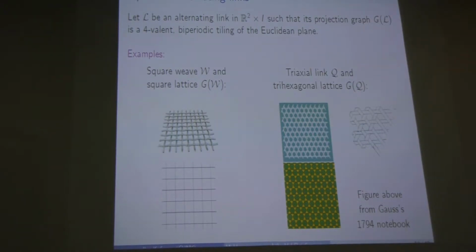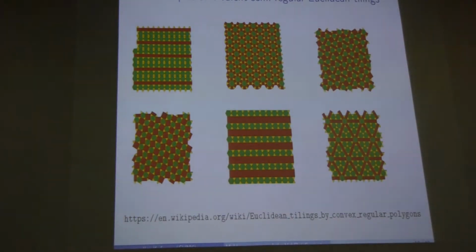Now, the triaxial link appeared in a figure from Gauss's 1794 notebook, so it's clearly worth studying, but he may have been just doodling. There was no other math there about it. There are lots of examples of 4-valent semi-regular Euclidean tilings. There's a very nice Wikipedia page. All of these correspond to biperiodic alternating links, different ones. The semi-regular part is the fact that these are all regular polygons.